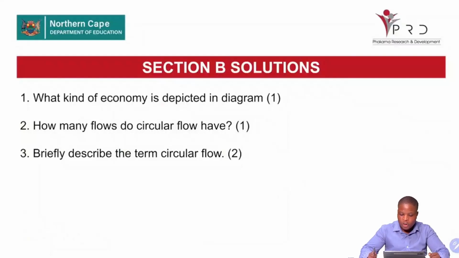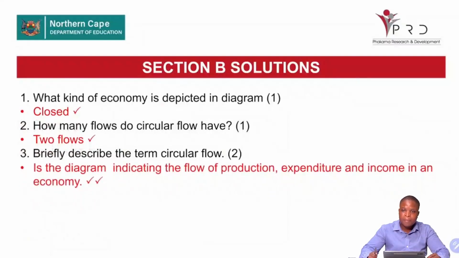What kind of economy is depicted in the diagram? It is a closed economy because there's no foreign sector. If there was a foreign sector, it was going to be an open economy. A closed economy is the one where you see business, household, and government. Open economy, there must be a foreign sector. How many flows does the circular flow have? You have real flow and the money flow. So you have two flows. Briefly describe the term circular flow.